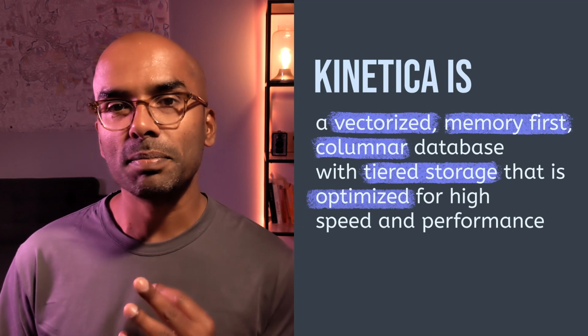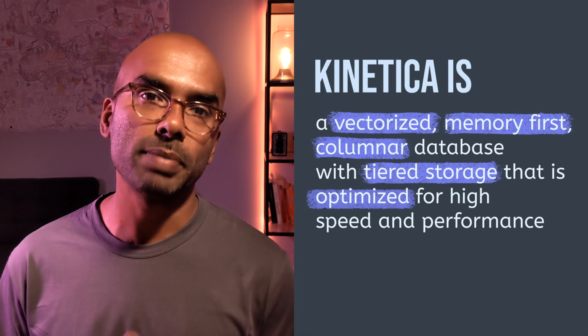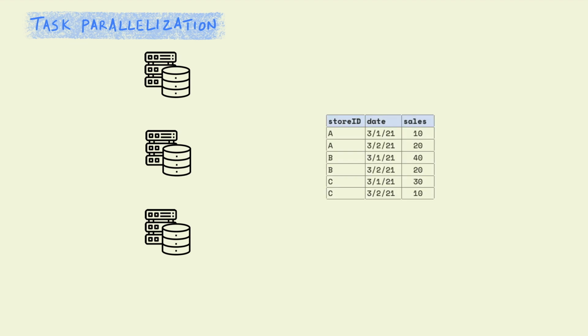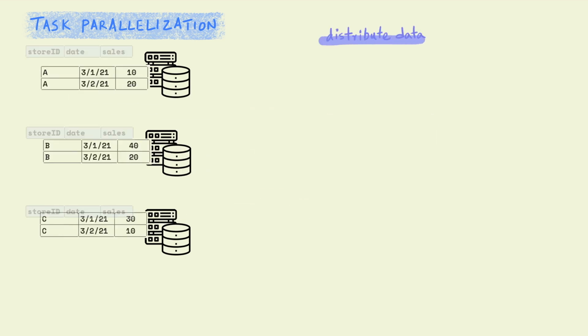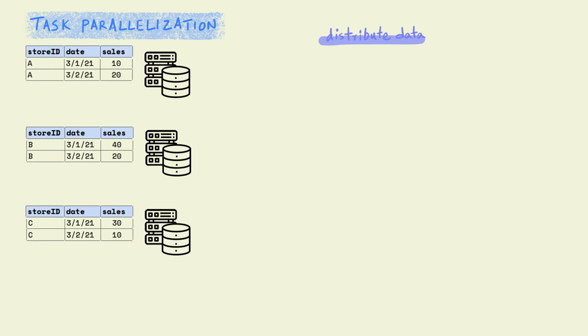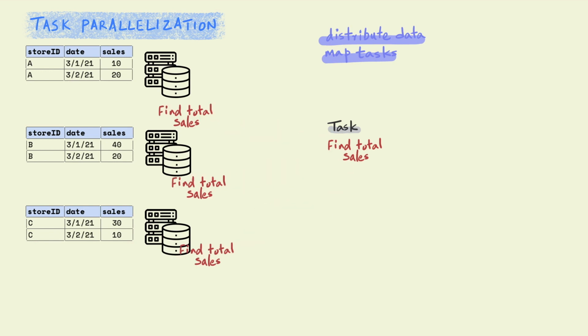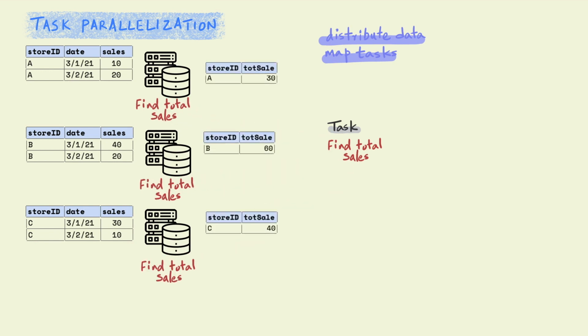Everything in Kinetica is built for speed and performance, starting with its biggest edge, vectorized parallelism. Almost all distributed analytical databases offer some level of task parallelization by farming out queries and data to multiple nodes. For instance, here the data containing information about daily sales for 3 stores, A, B, C, is split into 3. Each partition containing information for just one store is kept on a separate node in the cluster. Now, if we wanted to calculate total sales for each store, we would map the query to each node and execute it in parallel. The results from these queries would then be combined to arrive at the final table showing the total sales for each store.